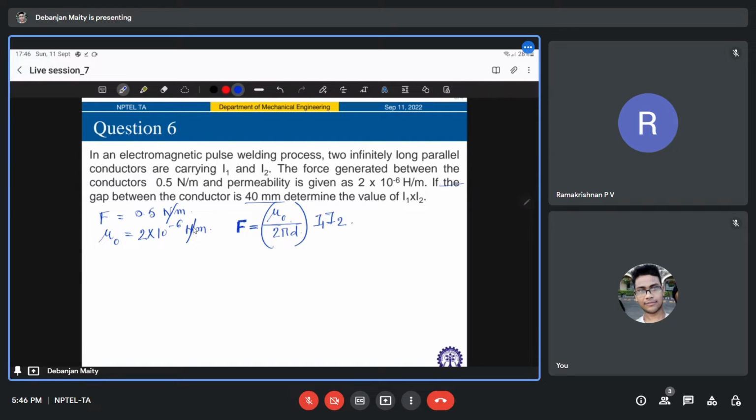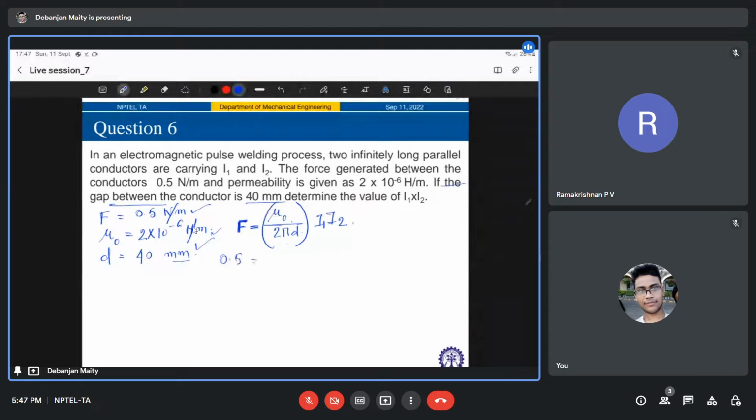Yeah, the gap between the conductors is given as 40 mm. So these are all in meter. This is given as millimeter. So all things are given here. So we have 0.5 and then 2 into 10 to the minus 6 and then 2 pi into 40 into 10 to the minus 3.